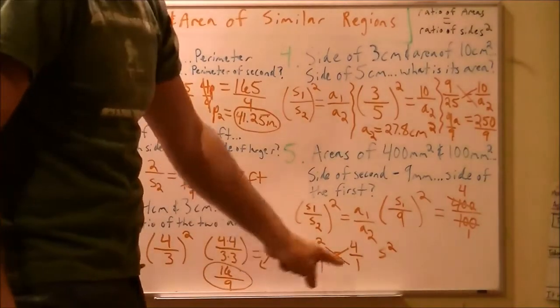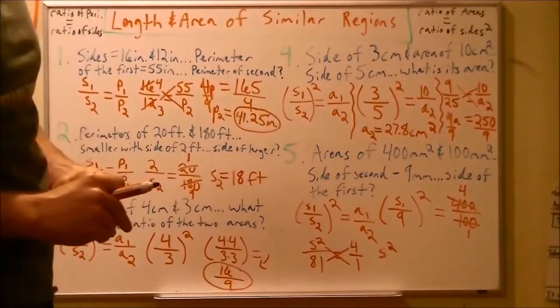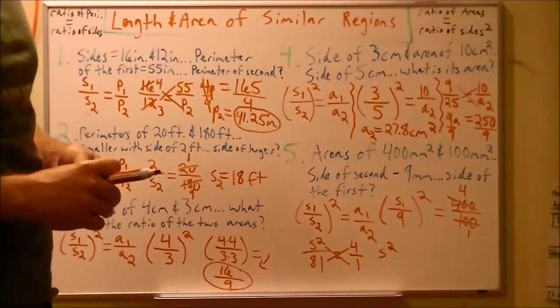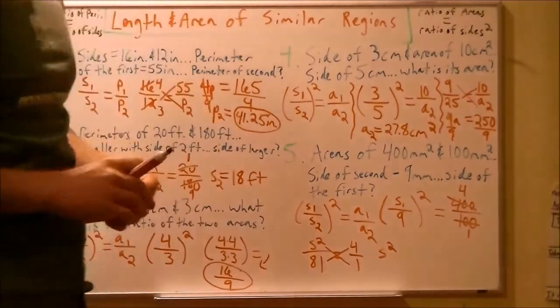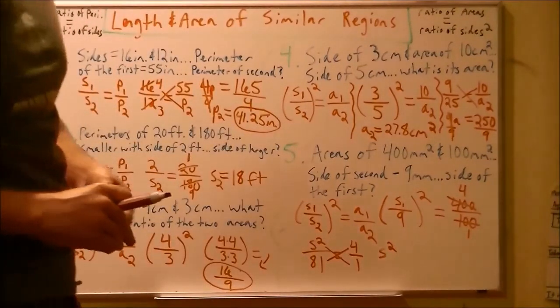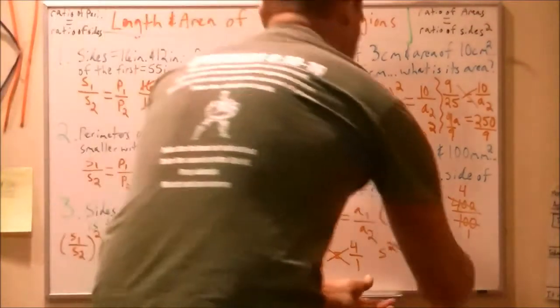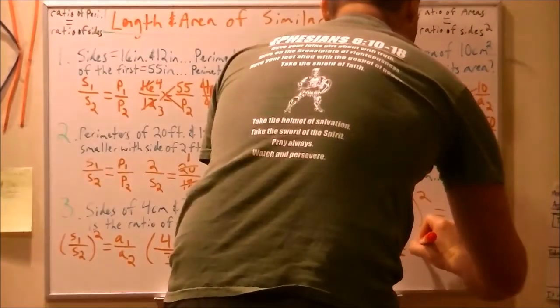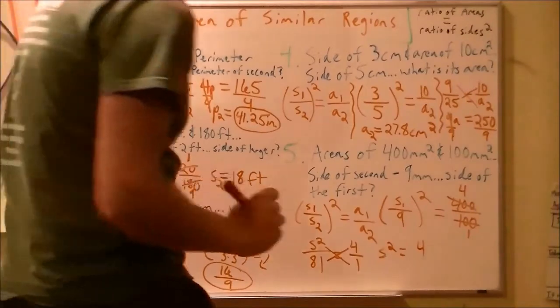What is 81 times 4? Well, it's pretty easy, because 4 times 1 is 4, and then 4 times 8 is 32.